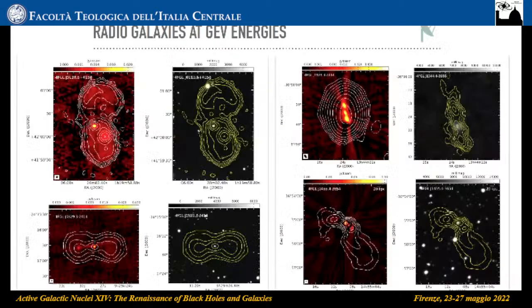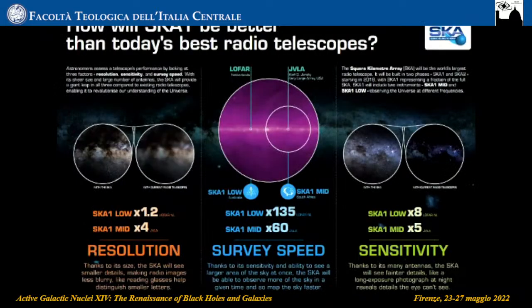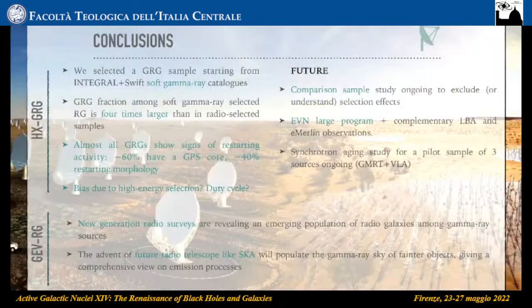That is something new that you can explore only with these new radio surveys that are covering the sky, thanks to which a lot of radio galaxies in the GeV domain will emerge and will give us a new view on this subpopulation. Of course, SKA will do even better than this. We will have more resolution, more sensitivity, and possibly more radio galaxies will populate the high-energy sky, giving more insights on the faint population that is there but has not been explored yet.